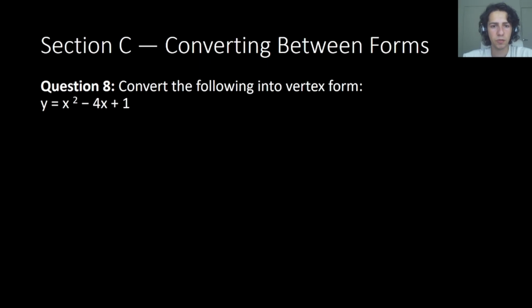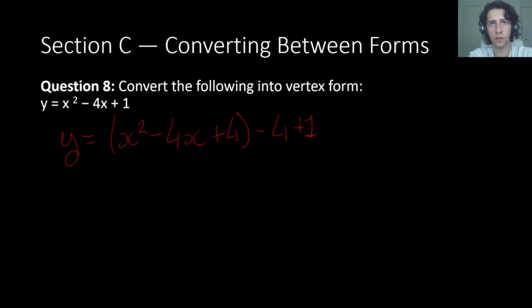So if I erase some of that off and we write back what we need, we can have y equals x squared minus 4x plus 4, and then we can have a minus 4 plus 1 on the outside. This is just to give us a little bit more space. And if you want, we can simplify this part here at the end. So we have y equals x squared minus 4x plus 4 minus 3.